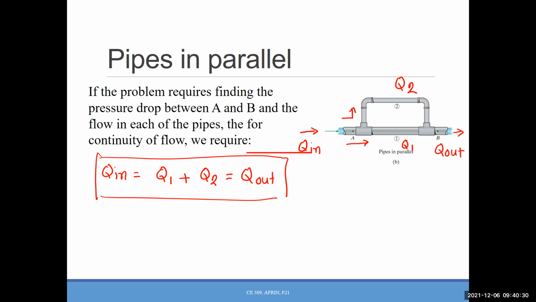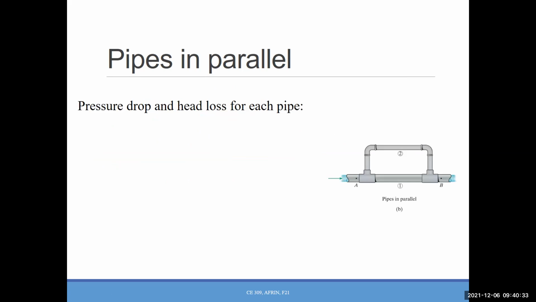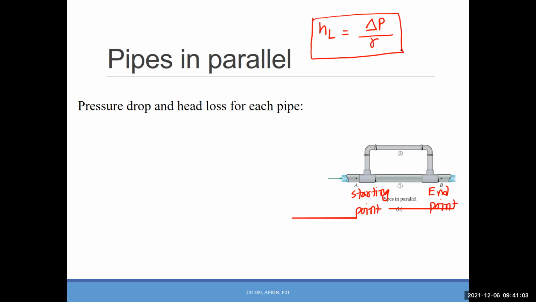Now, for the head loss part, we need to understand a thing before we discuss it. All of these pipes have the same starting point, right? And that is their end point. Now, if you can remember, we can connect the head loss with pressure drop, because pressure drop is an indication of the head loss.